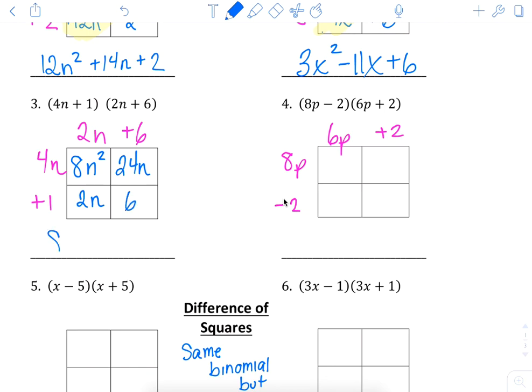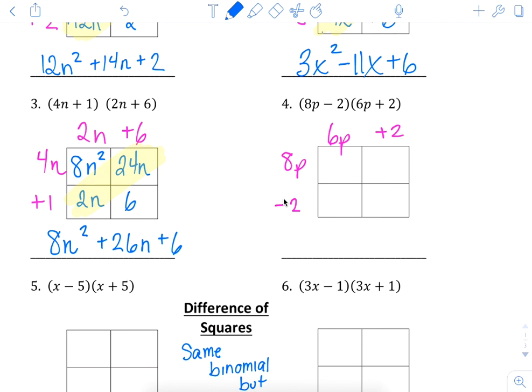Our highest degree is the first box, 8n squared. In the middle, we're going to have 2 separate terms with an n, so we're going to combine them. 2 plus 24 is 26n's. And our positive 6 is going to go at the end.